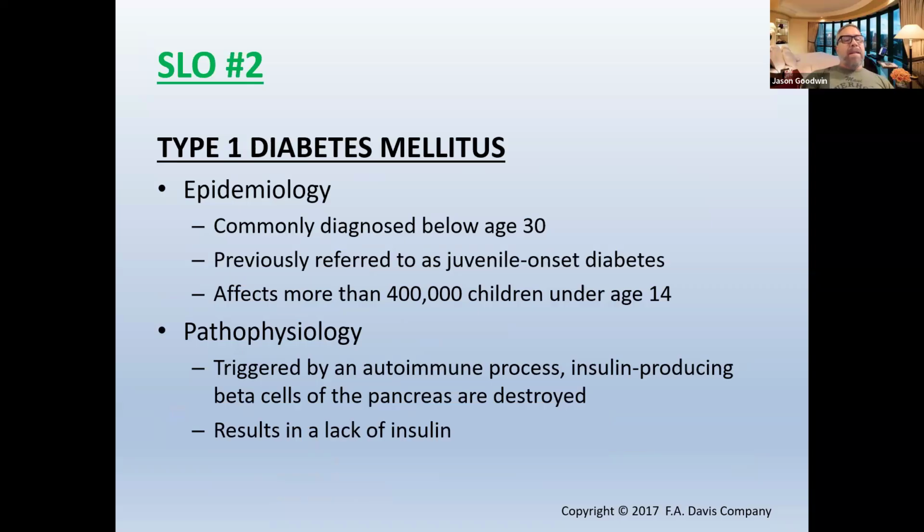Okay, type 1 diabetes mellitus. The epidemiology: this is the one where you commonly see it in people below age 30. It's become more common in type 2 as well, below 30, but it used to be that if you were young and you had it, it was probably type 1. And so it used to be called juvenile onset diabetes. This affects almost 500,000 children under the age of 14. It's triggered by an autoimmune response, and the insulin-producing beta cells of the pancreas are destroyed. So it's an autoimmune destruction of the beta cells, and it results ultimately in your inability to produce insulin.